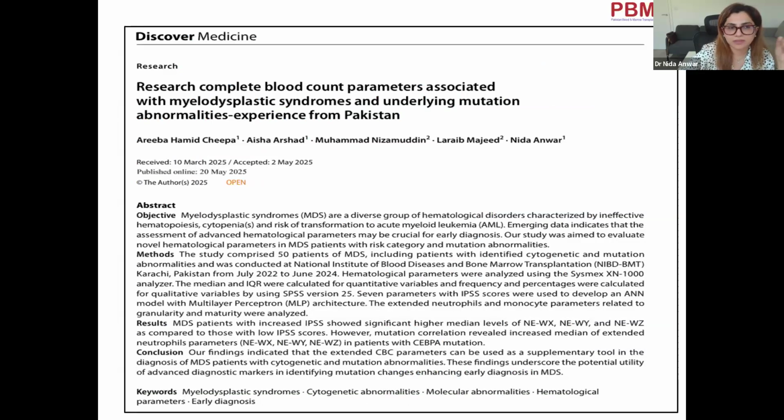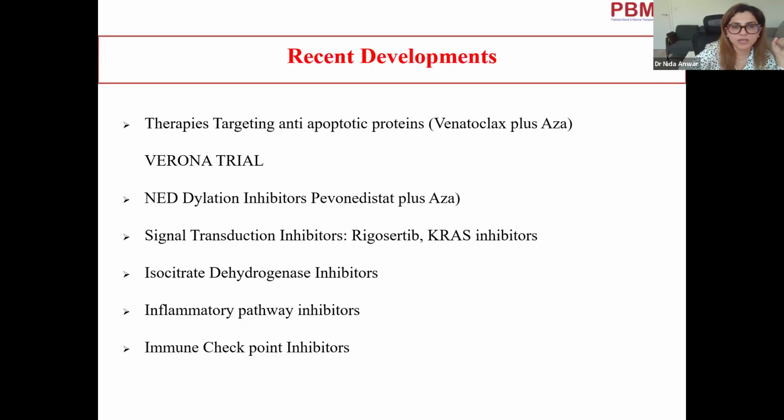Then, the research blood count parameters: we're trying our best to incorporate the newer research parameters, as NGS is not possible every time. However, it's not a replacement. Still, the peripheral blood morphology, cytogenetics, and molecular mutation have to be there. We are just trying to establish local data.